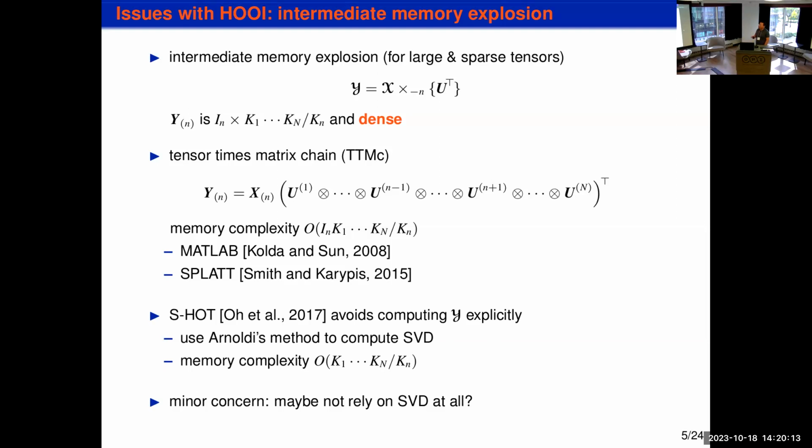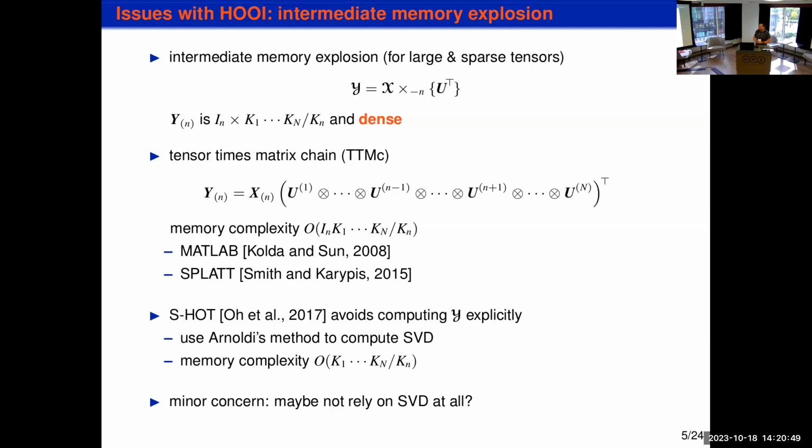And for HOI, there's no way around it, because you have to generate that and then apply the singular value decomposition of that to get the next update. So the best we can do now is to exploit sparsity and just not do something super naively, like for example doing the Kronecker products. So there's the MATLAB version, and then my former colleagues at Minnesota did a fast one according to their own CSF, compressed sparse fiber, data structure for sparse tensors.